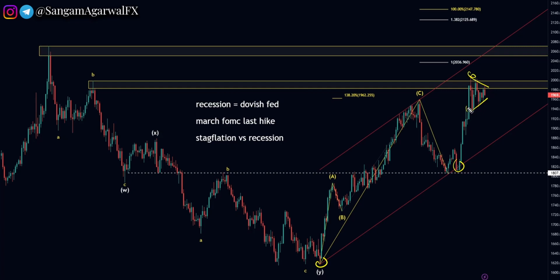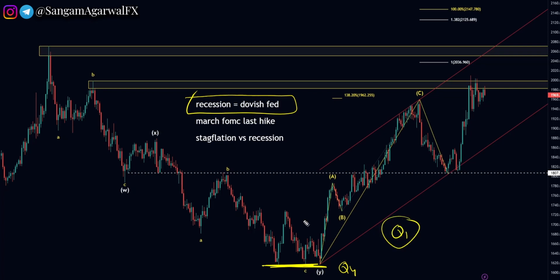And there is a possibility that this correction can retest this lower trend line. But main thing is recession has been started, and if you see from this bottom, fourth quarter last year and first quarter this year, and in last 6 months gold was bullish non-stop. So maybe it breaks out to upside or more correction is coming.